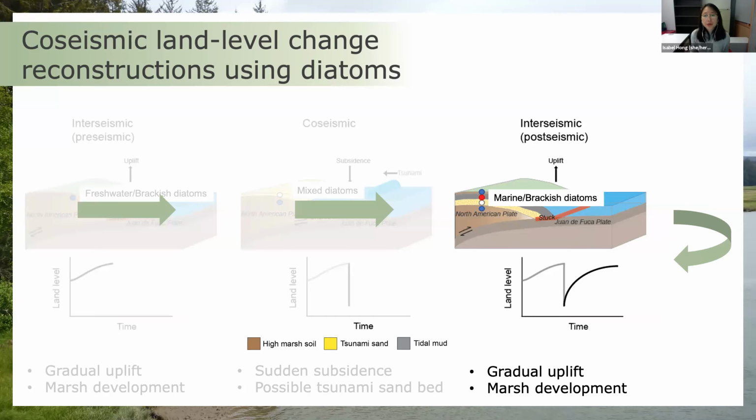And so what we can do is we can take those qualitative observations that we're seeing both in the sediments, but also with the diatoms, and make that fully quantitative, making those elevation measurements with those sample specific errors using a method known as a transfer function.